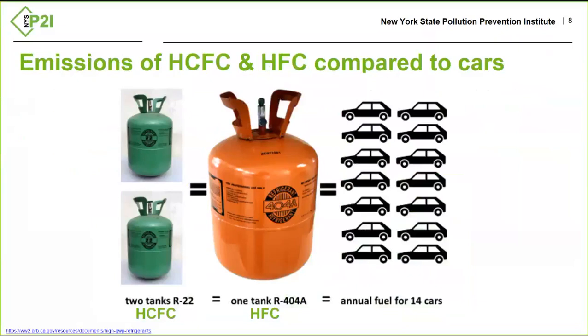And this graphic just gives a relative comparison. It helps to put things in perspective. So on the far left, we have a couple tanks of R22, and that's HCFC, as we mentioned in the table earlier. And compare relative to one tank of R404A, which is an HFC. And then lastly, these tanks are equivalent to an annual fuel for 14 cars. So just to clarify, the emissions associated with those tanks are equivalent to the fuel, not the emissions of refrigerant, but rather the fuel used to drive those cars for 1 year, so equivalent to 14 cars.